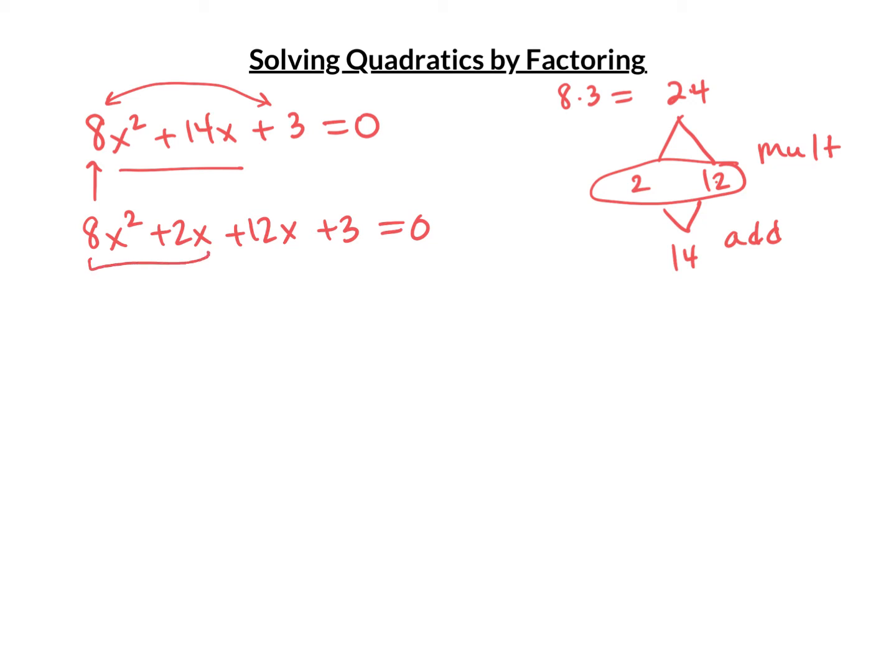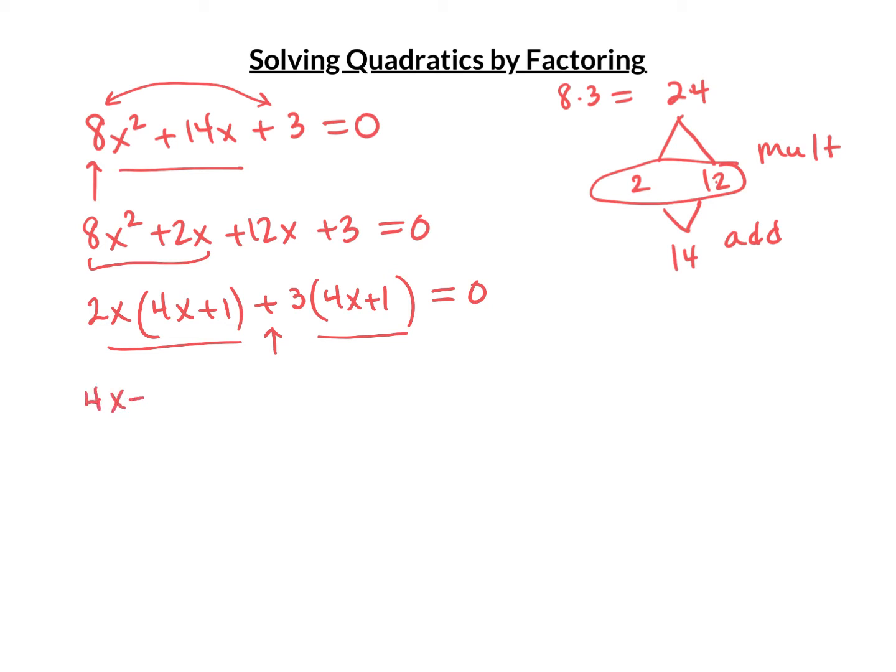These first two have a 2x in them. 2x times 4x plus 1. The last two have a 3 in them. 3 times 4x plus 1. Both terms, separated by this addition, have 4x plus 1 in them. I'm going to pull it out front. It's a greatest common factor. 4x plus 1 times 2x plus 3.